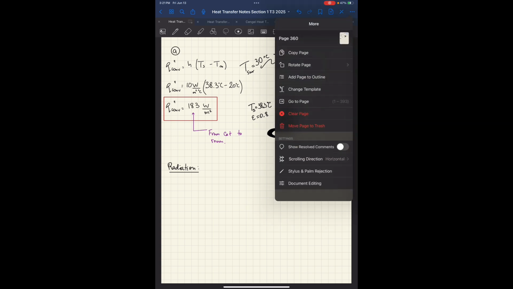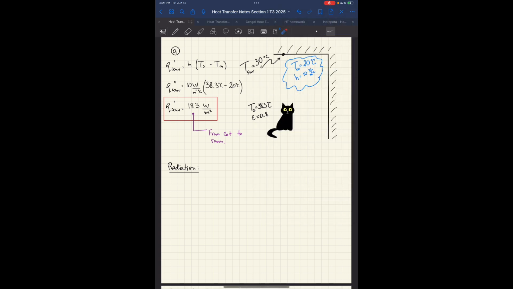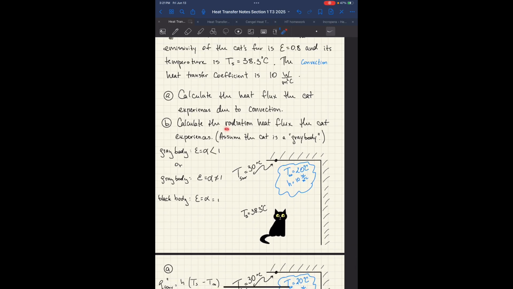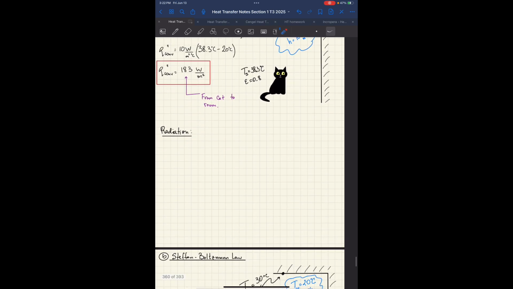So if we go back, now I'm starting to think maybe the vertical scrolling might be better. Let's see. If we go back, they say calculate the radiation heat flux the cat experiences. So this is basically asking for the net. Okay, it's basically asking for the net radiation heat flux, because it's not saying what is the emitted radiation the cat gives off or whatever. It's saying the radiation heat flux the cat experiences, and the cat is experiencing two forms of radiation. The cat is emitting, but the cat is also absorbing. Okay, so let's write.